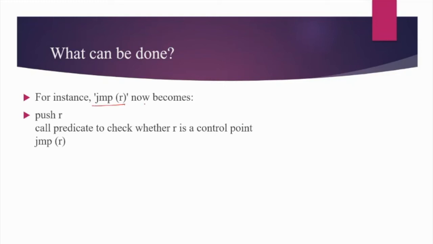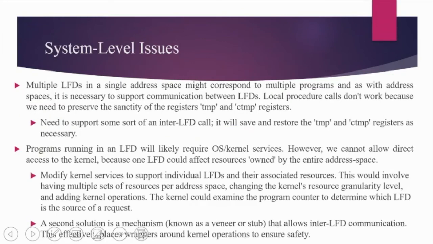For example, jump R now becomes: first you have to push R, then you have to call the predicate to check whether R is a control point, and then you perform the jump operation. So you have converted R into some valid address, and you have to check whether that valid address is a right control point or not. This is what we can do with the jumps.